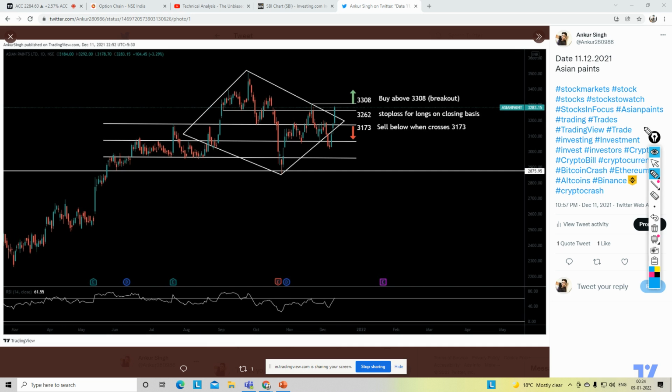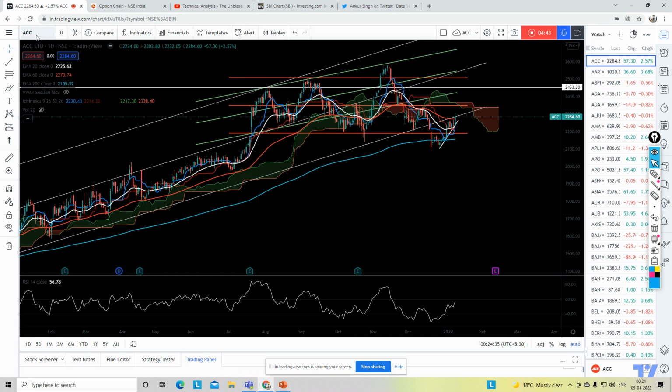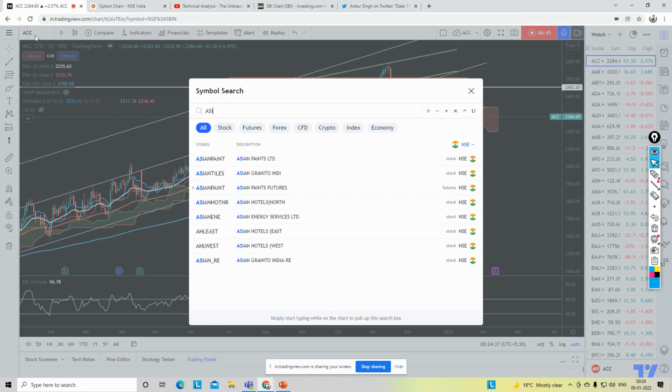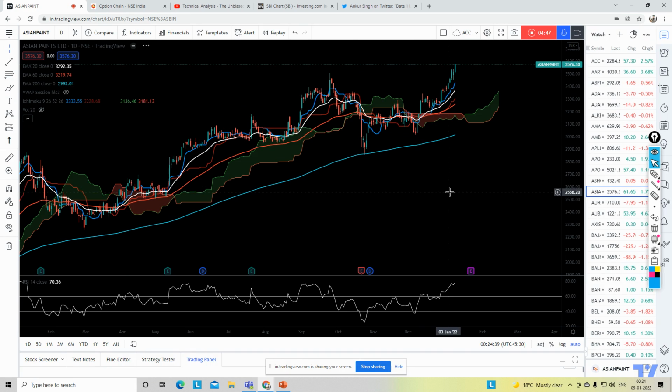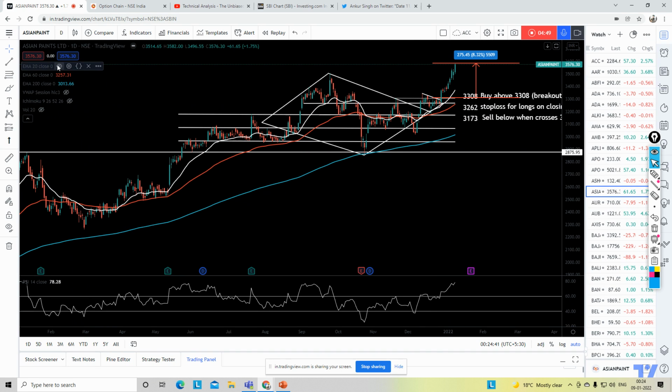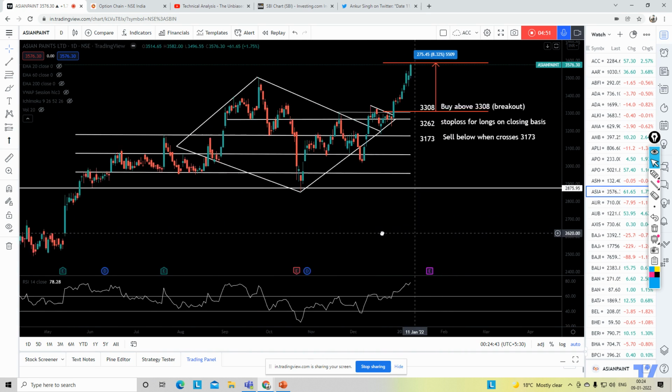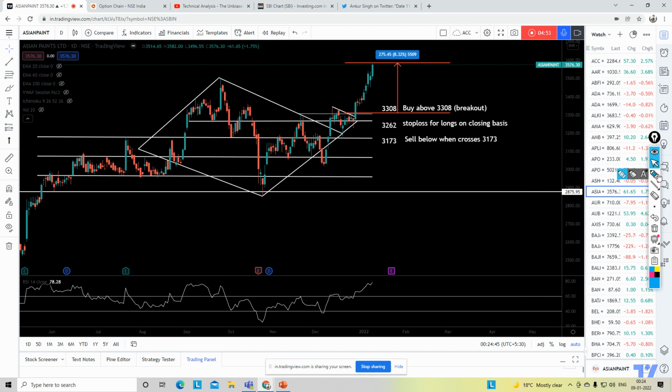If I take you to the Asian Paints chart right now, let me just close all this. Yeah, you can see we have got 8.32% gains ever since it broke 3308. Correct, it did attempt over here, so it again went into consolidation. Again, it formed a symmetrical triangle pattern, correct? But it never crossed 3173.